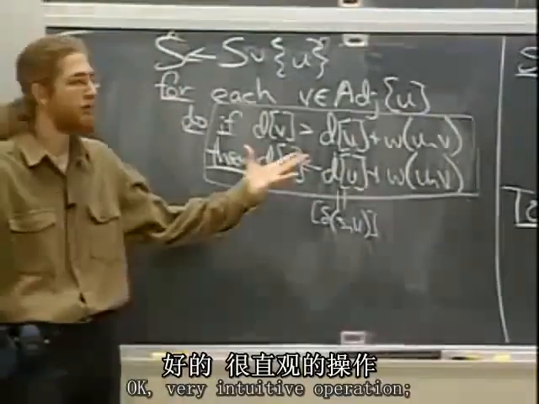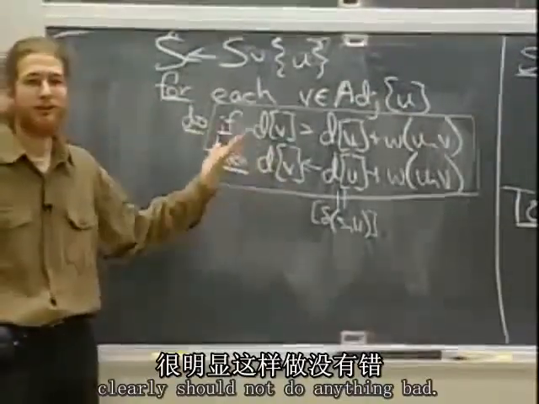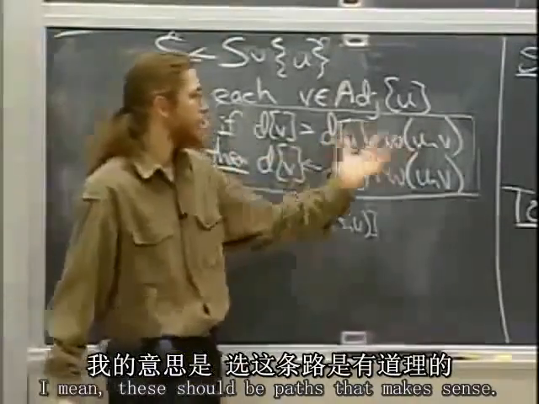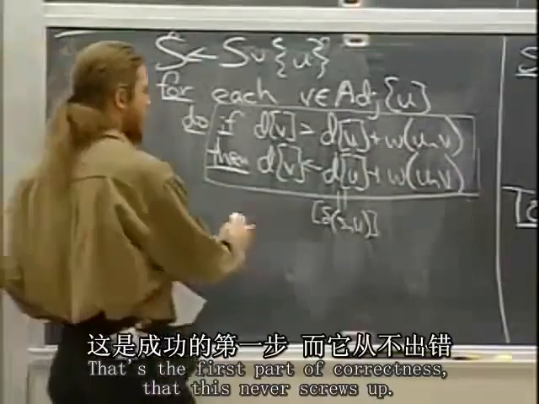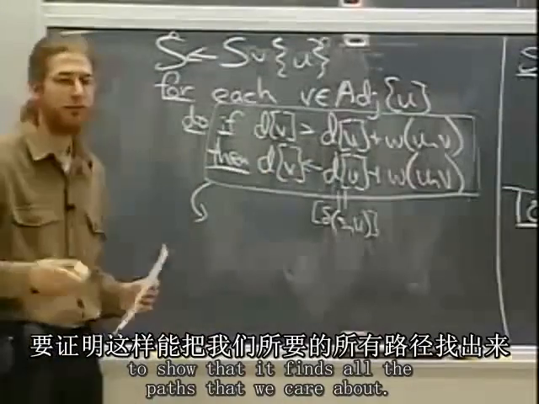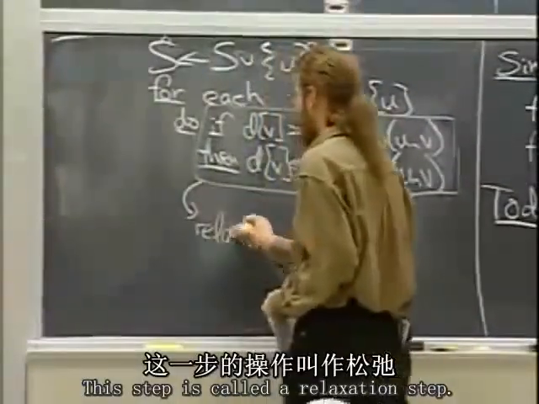A very intuitive operation. Clearly should not do anything bad. These should be paths that make sense. We'll prove that in a moment. That's the first part of correctness, that this never screws up. And then the tricky part is to show that it finds all the paths we care about. This step is called a relaxation step.